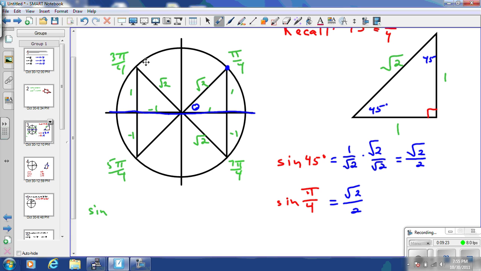So let's just take, for instance, 3 pi over 4. The sine of 3 pi over 4.